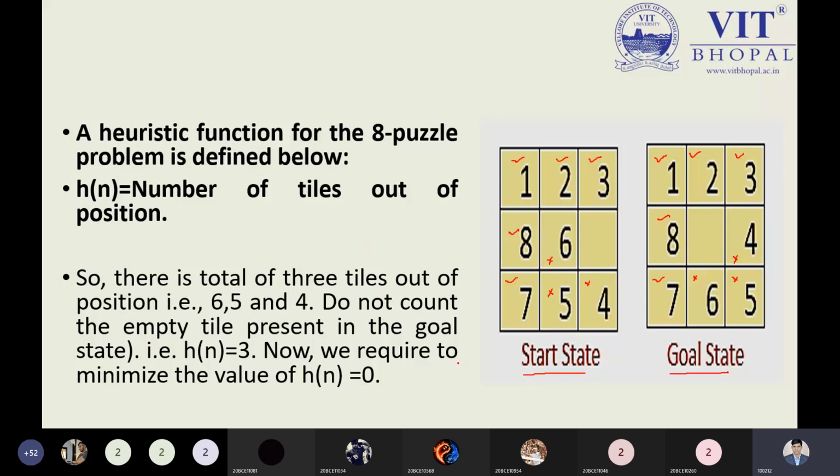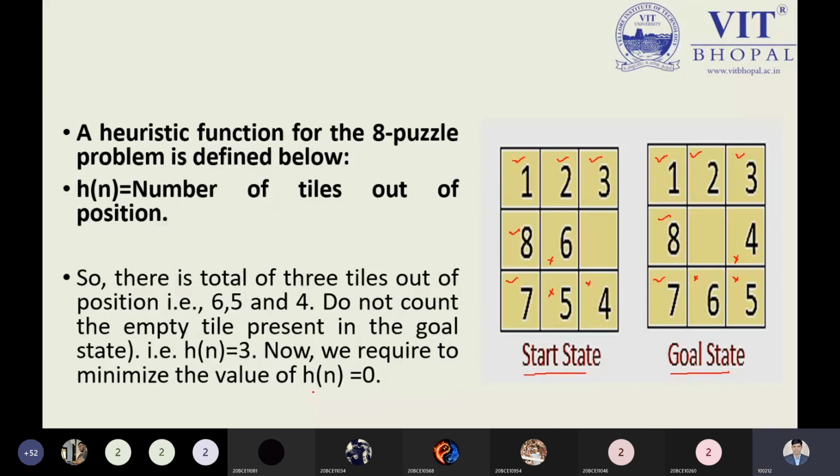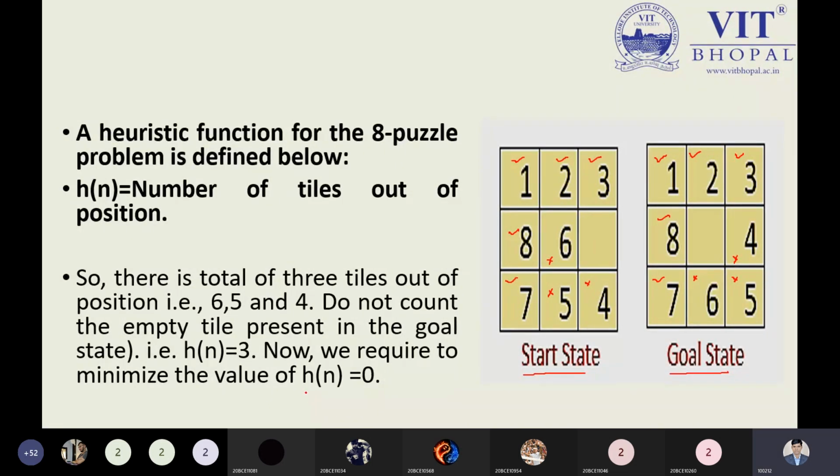So from this point, we can say our Hn, that is the heuristic function, can be defined as 3, because we are shifting the 3 tiles. So now we require to minimize the value, that is Hn should be 0. So our objective is already defined, that is to minimize the value of Hn equal to 0.